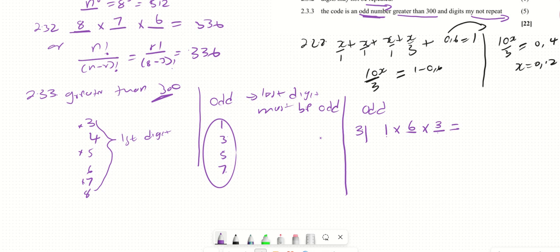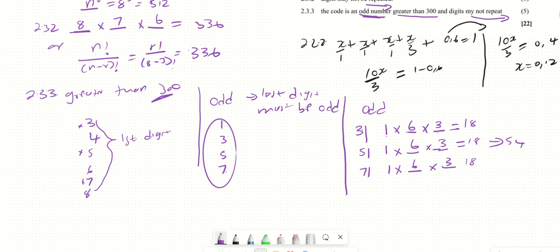For the second code, I'm choosing 5. If I choose 5, I have only one 5, so still for the last digit I can choose out of 3. For the middle one, I have 6 left. Then if I choose 7, I have one 7, so the last digit will remain 1, 3. So I have 6 to choose from. So this makes 18, and 18 times 3 makes 54 codes. That's 54 codes if I'm starting the code with an odd and ending with an odd.